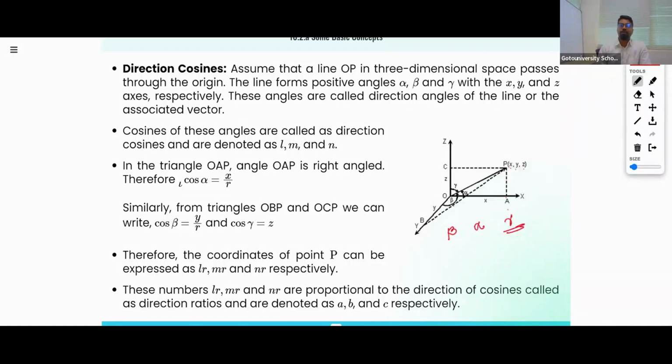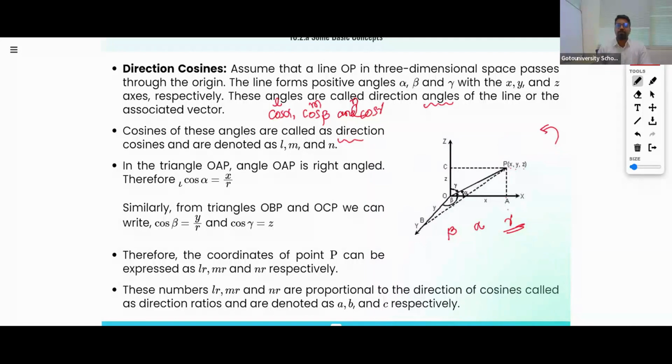Assume that line OP in three-dimensional space passes through the origin. The line forms positive angles. Positive means we always go in the anti-clockwise direction. Positive angles with respect to the x, y, and z axes respectively. These angles are called direction angles of the line or the associated vector. Remember these words. Cosines of these angles, that is cos alpha, cos beta, and cos gamma, are called direction cosines, and each of them respectively is represented by the letters L, M, and N.